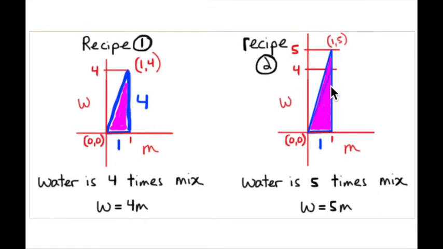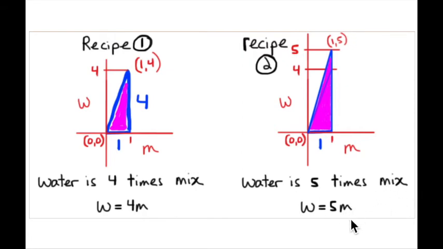And this really light blue line here is for 4. It's just this over here, and I just put it right on top of it so you can see it. So the comment is water is 4 times the amount of mix. The equation is water is equal to 4 times whatever amount of mix you use. So if I use 1 cup of mix, I need to use 4 cups of water. For recipe 2, water is 5 times the amount of mix. So I use 1 cup of mix.